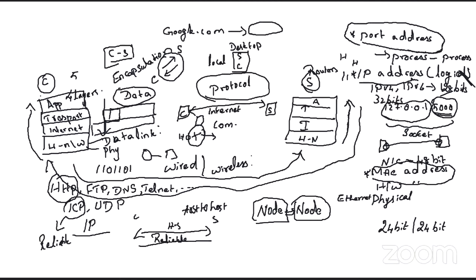And UDP is represented as unreliable service. That means, for example, let me clear the screen and draw it once again. What is the full form for UDP? Yes, that I will explain. I will just clear the screen and explain.